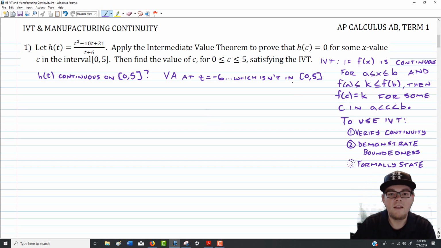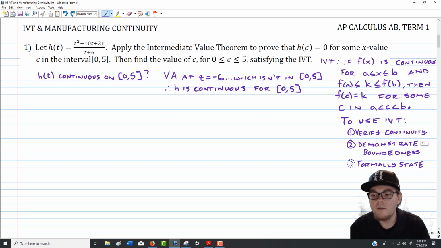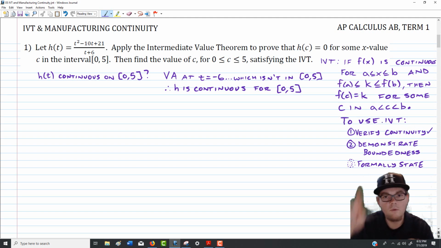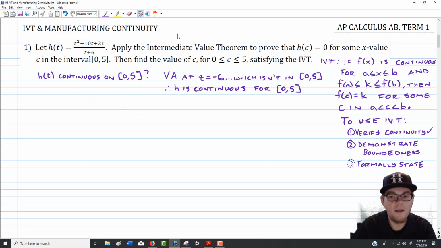So for us, what that means is since that vertical asymptote, the only discontinuity issue for this function h of t, is not in our interval, we can therefore state that h is continuous for 0 to 5. So that's a good first step. What we've just done is we've just verified that this function is continuous on the interval we're interested in. That is the first step. We can't apply the intermediate value theorem without continuity. Otherwise, we won't be able to, quote-unquote, connect the dots. We won't be able to go from here to here and guarantee everything in between. So very important first step. That was us verifying continuity.